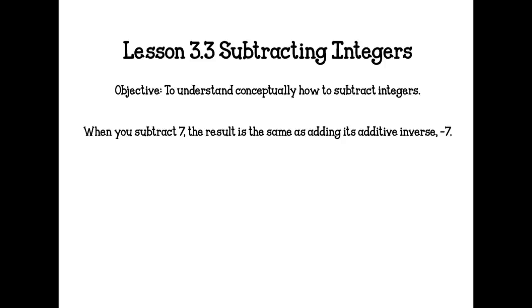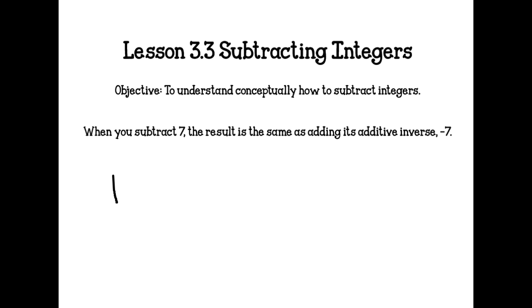Lesson 3.3 is subtracting integers. The objective is to understand conceptually how to subtract integers. When you subtract 7, the result is the same thing as adding its additive inverse, negative 7. So let's look at a problem.